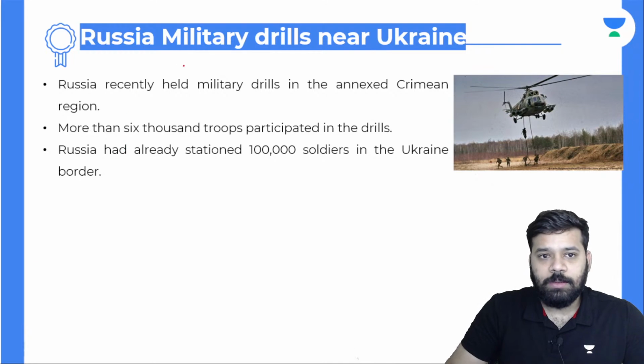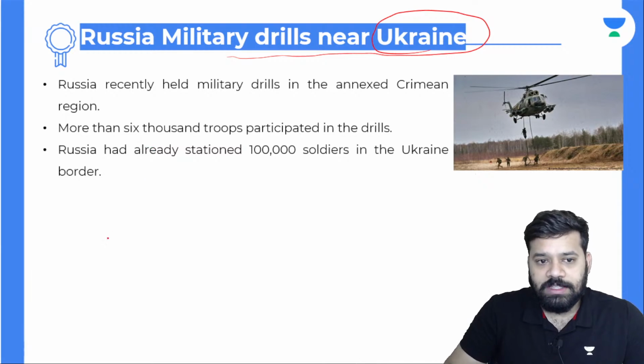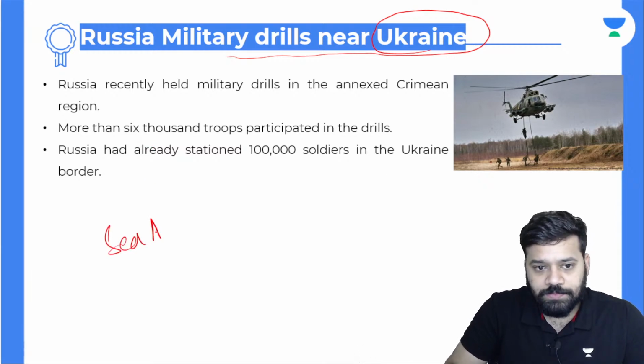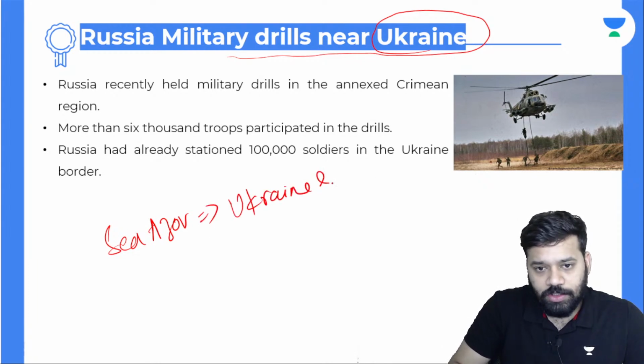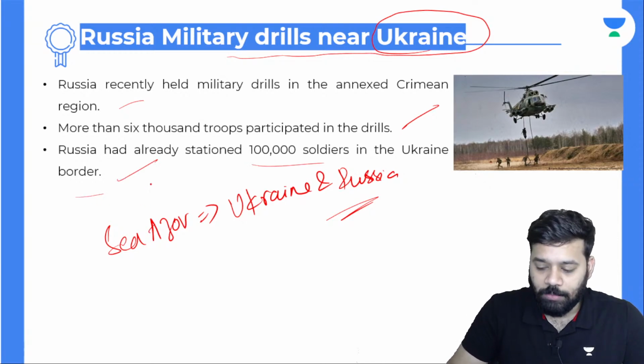Going forward to the next topic, Russia military drills near Ukraine. So Russia and Ukraine, they are in the news. So please do remember the Sea of Azov. This borders Ukraine and Russia. Okay, it is along the border. So Russia recently held military drills in the annexed Crimean region. More than 6,000 troops participated in the drill. Russia had already stationed 1 lakh soldiers on the Ukraine border.